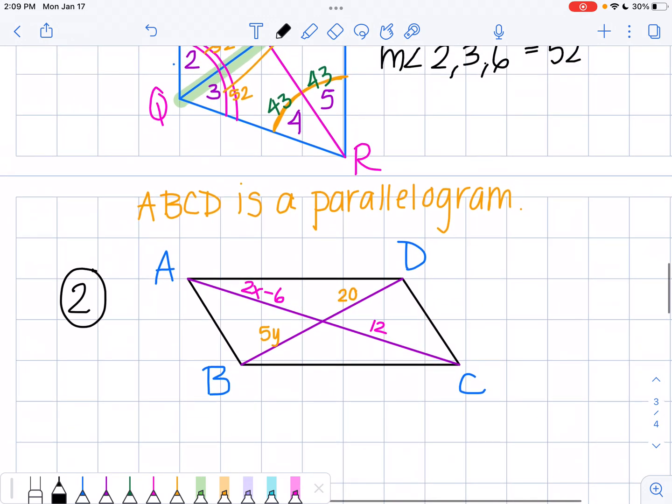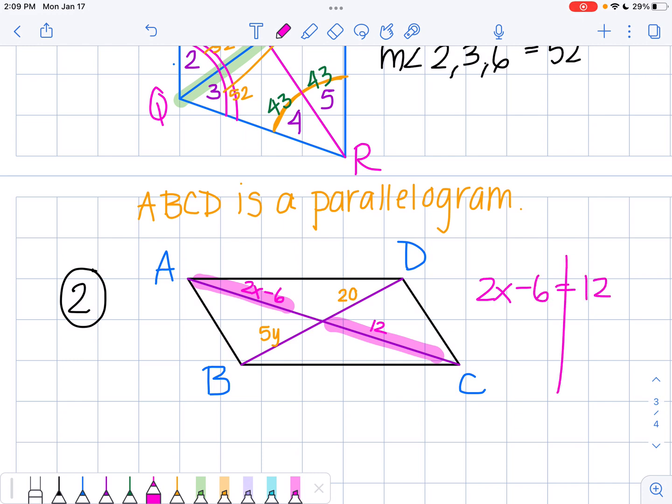Here I have another parallelogram, and now we're talking about just the diagonals. We learned that the diagonals bisect each other, so these two pinkies, right here and right here, are equal, so I set them equal to each other. I can say that 2x minus 6 is equal to 12. I want to solve this equation for x. So I add 6 to both sides. I get 2x is equal to 18, and to get x by itself, I divide both sides by 2. So here I get x is equal to 9.